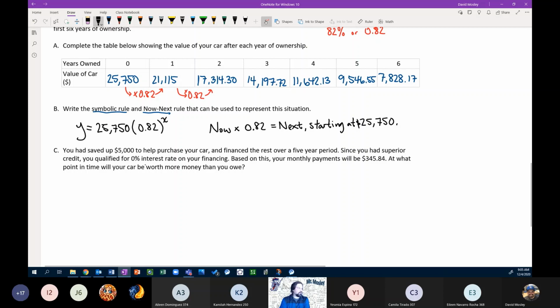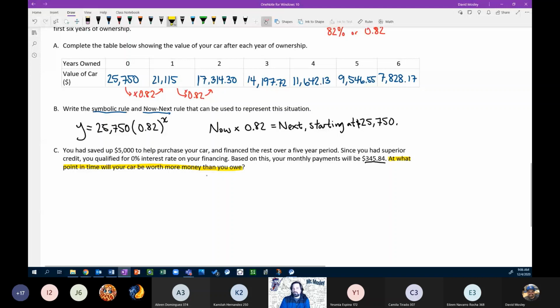If you have superior credit, you qualify for a 0% interest rate on your financing. I just want to avoid adding interest, compounded interest, and amortization to this example. That was more math. Now we're doing 0% interest. Based on this, your monthly payments will be $345.84. The question we're trying to answer based on our provided information is at what point in time will your car be worth more money than you owe?